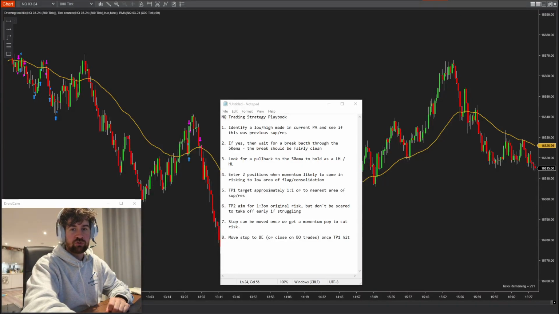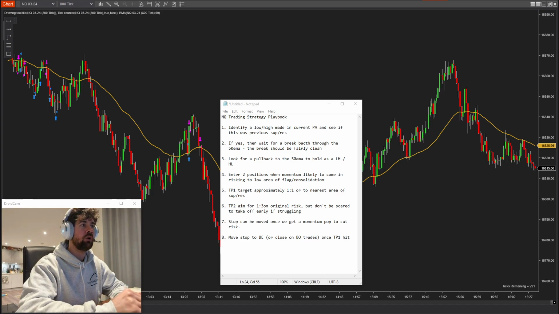I am a funded trader with Apex, and today I thought I would go over exactly what my strategy for trading the NASDAQ is. I have three funded accounts with Apex. I'm halfway through getting a fourth.